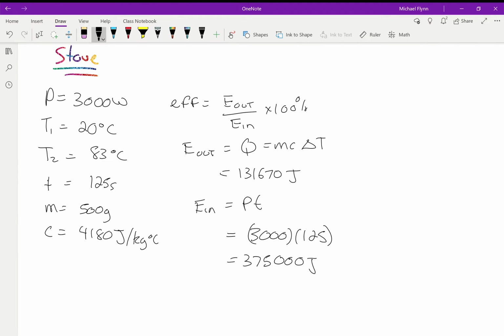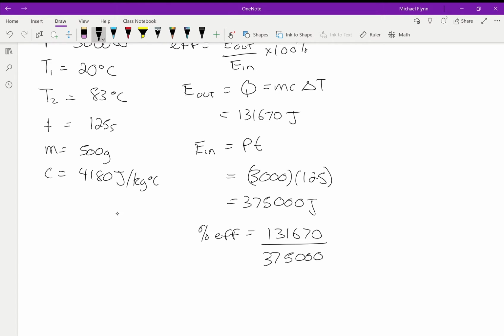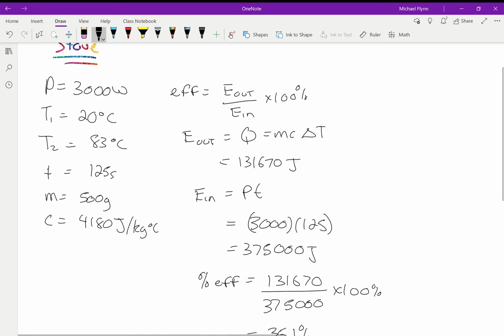So now what I'm going to do is find the efficiency. And I get 35% approximately, 35.1%. So the percent efficiency will equal 131,670. That's your score. And 375,000 here on the bottom, times 100%. So what was this heater's score, basically? Well, 35.1%. All right, so that is the efficiency of the stove.